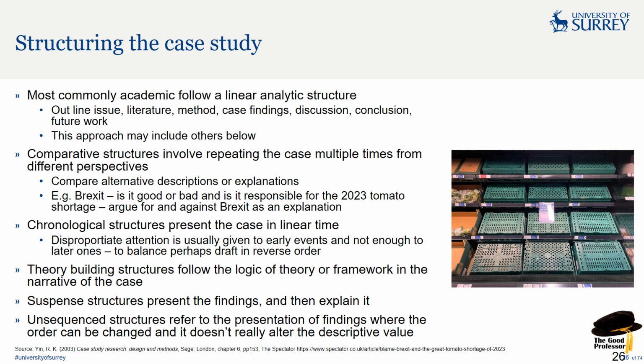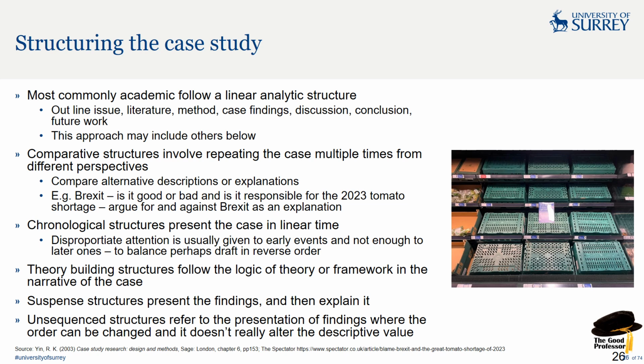You might have comparative structures, which involve repeating the case multiple times from different perspectives. So you compare alternative descriptions or explanations, perhaps. For example, if you were looking at Brexit, is it good or bad? And is it responsible for the 2023 tomato shortage? You could argue for and against Brexit as an explanation. Those are rival explanations.